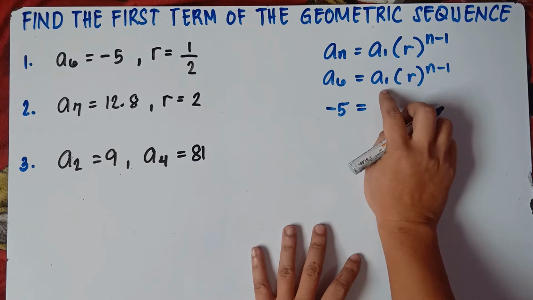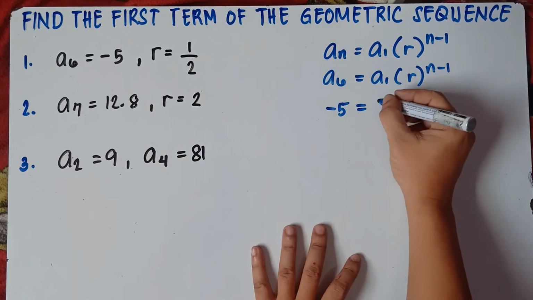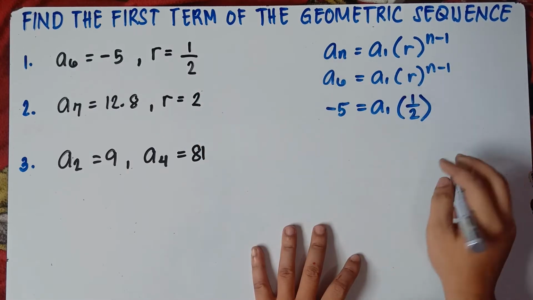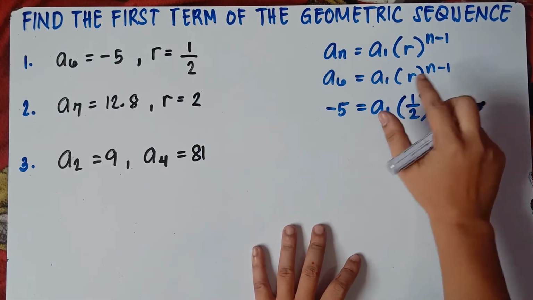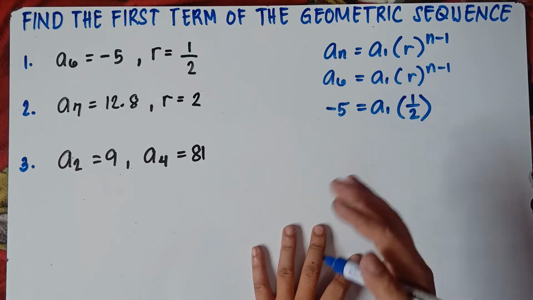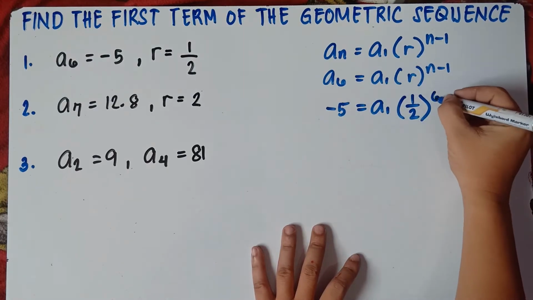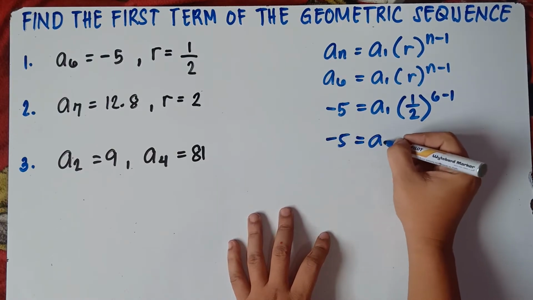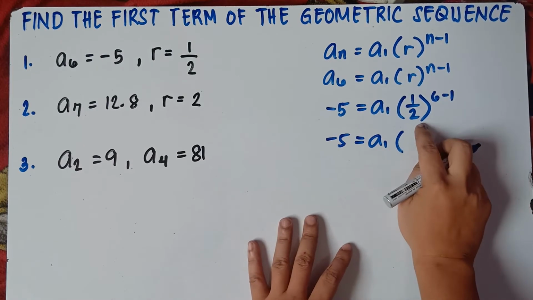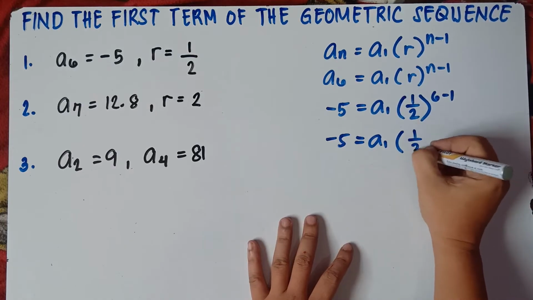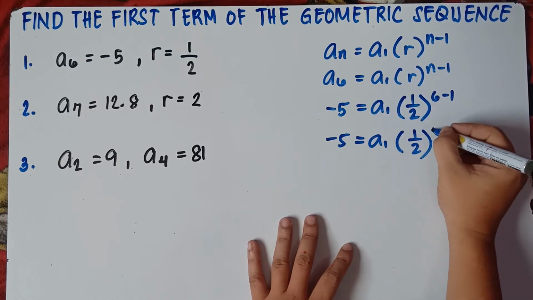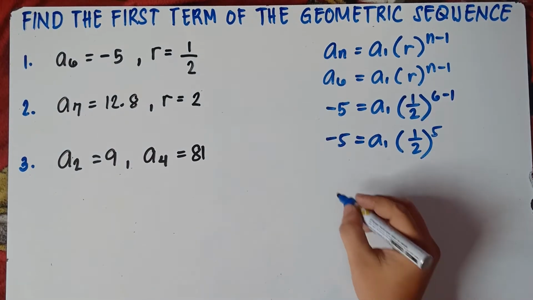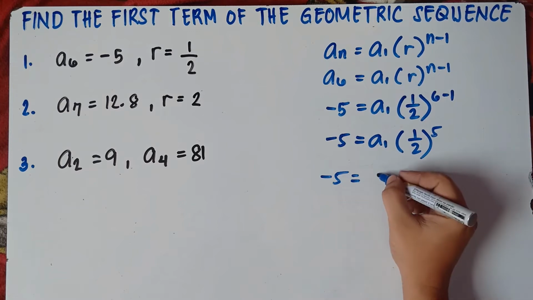We don't have the first term. We're looking to find the first term. So copy first term. Our common ratio is 1/2. Then our n is the number of terms. Since we have a sub 6 for our last term, therefore we have 6 terms, 6 minus 1. So this will be -5 equals the first term times 1/2 raised to the power of 6 minus 1, that is 5.